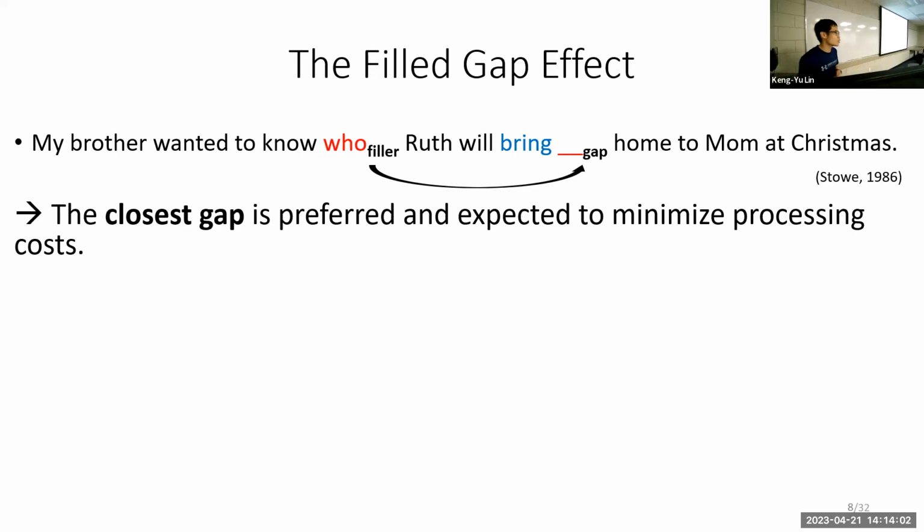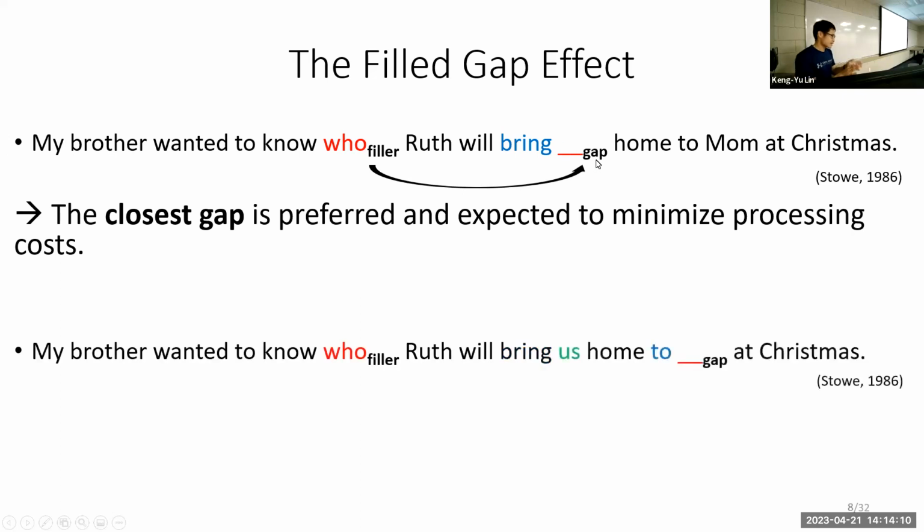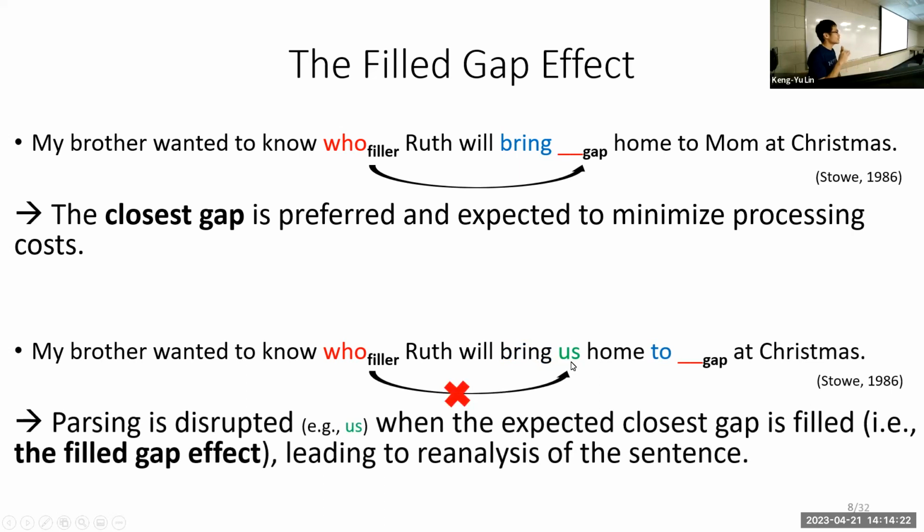But there are some situations when this gap, the position right after bring, is filled, as you can see here. "My brother wanted to know who Ruth will bring us home to at Christmas." So when we encounter the unexpectedly filled gap, our parsing might be disrupted, or we might stumble at this position, like at "us", because we expected it to be a gap initially, but now it is unexpectedly occupied. Because this is the closest gap, we will stumble at the sentence.